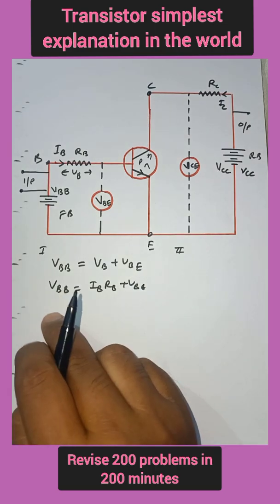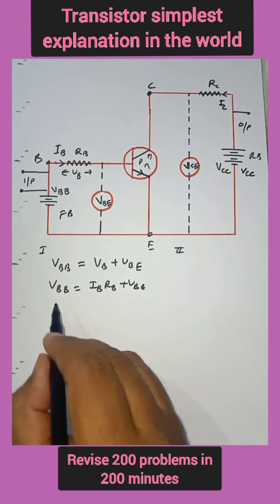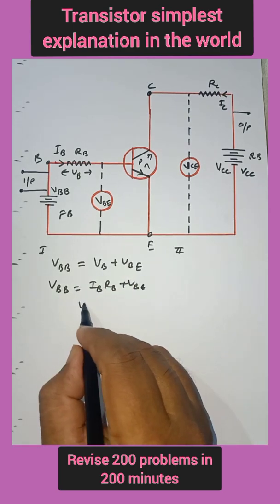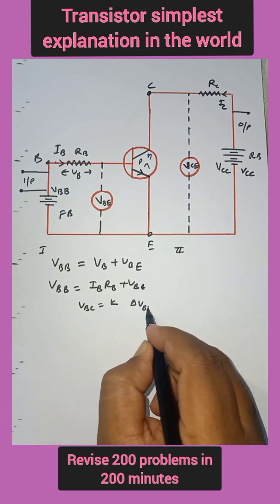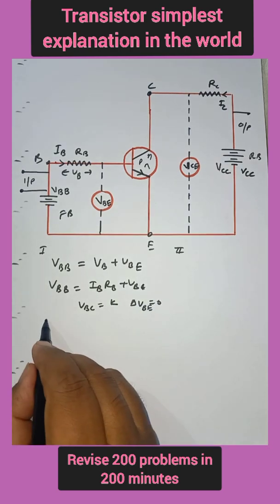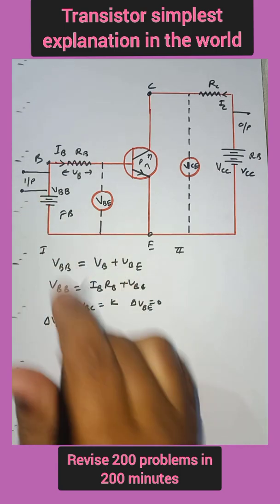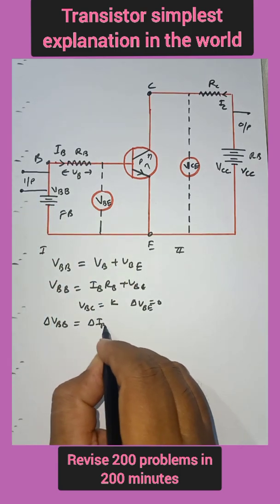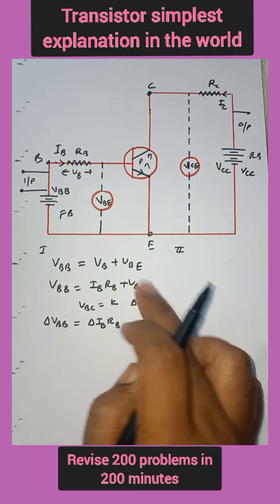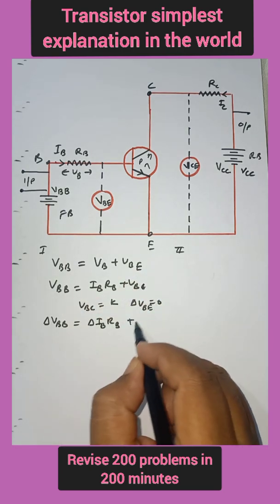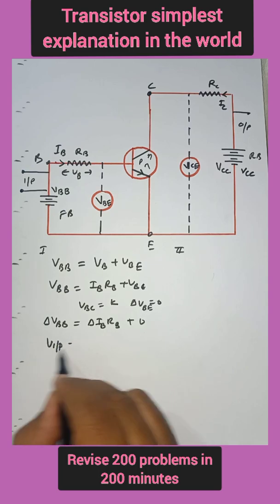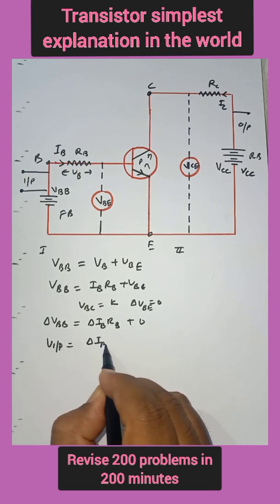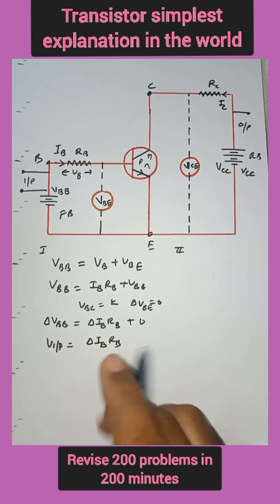Then after that, you all know that VBE is almost constant, which means the change in VBE is equal to 0. Therefore, if you change the input VBB, what is going to happen? There is a change in the current, that is delta IB RB, whereas there is no change in VBE because it is constant. We can take it as 0. Therefore, this VBB is acting like an input voltage now. So the input voltage is taken as delta IB RB. That's it.